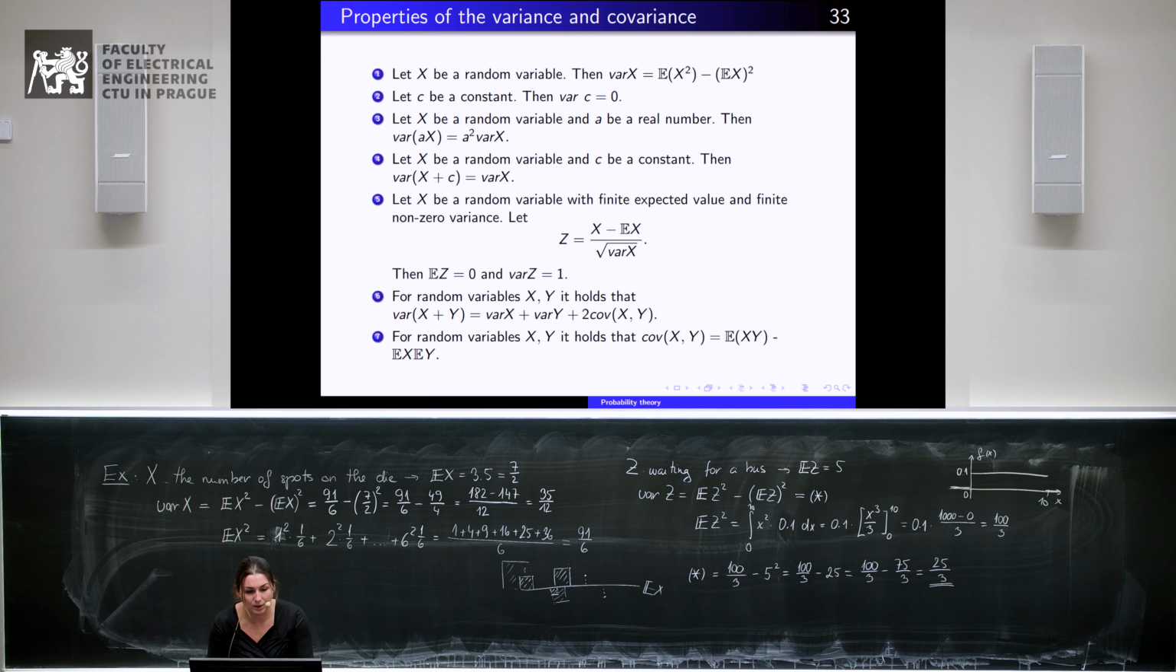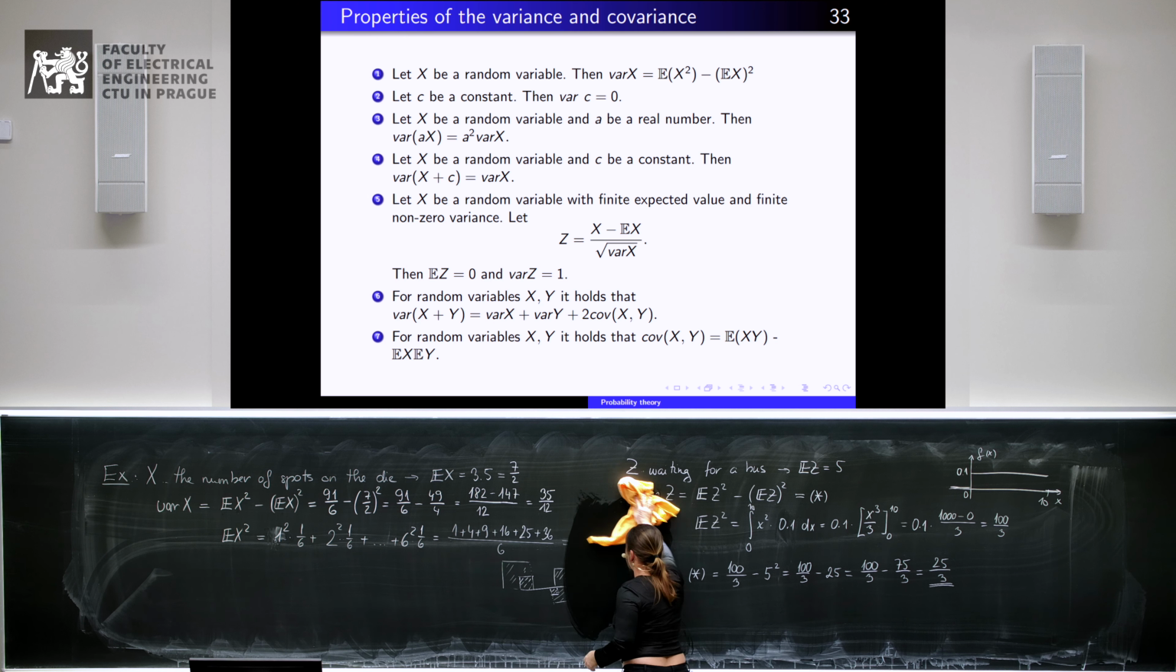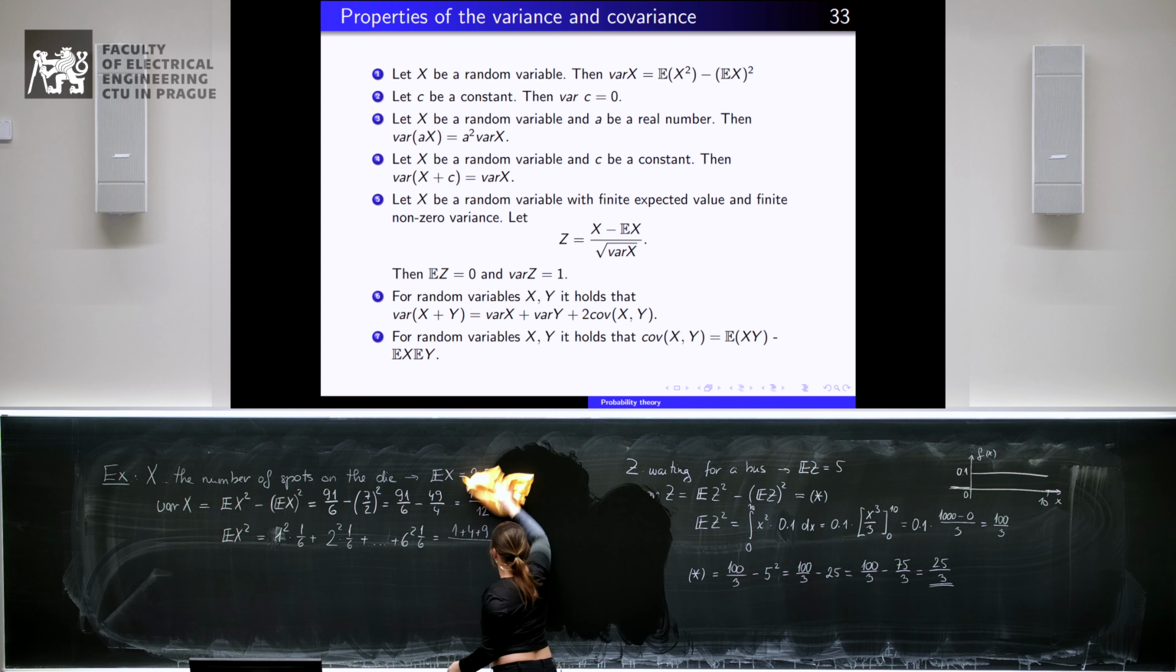Okay, and the last property which I mentioned is property 5, meaning that we can make from an arbitrary random variable a random variable with 0 expected value and with the variance equal to 1. And everything can be done using the expected value and the variance of x and the properties which we mentioned here.